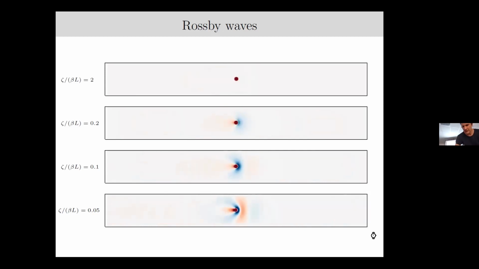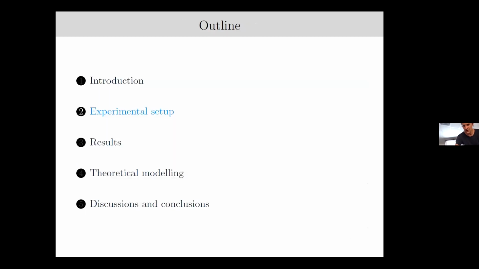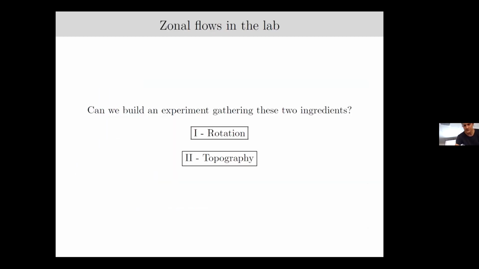Okay, so I think I have everything I need to go now to the experiments. So we want to basically build an experiment that reproduces as best as we can the zonal flows we see in most planetary atmosphere, as I said. So one of the key ingredients is rotation. So of course, our experiment will be rotating. And then we are not going to use the Coriolis effect, but the beta effect will come from topography. Okay, so these are the two ingredients we want to gather.